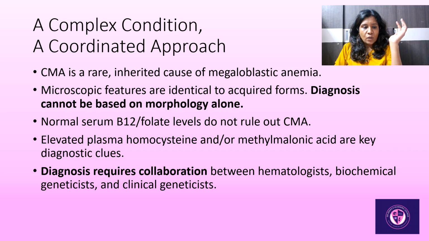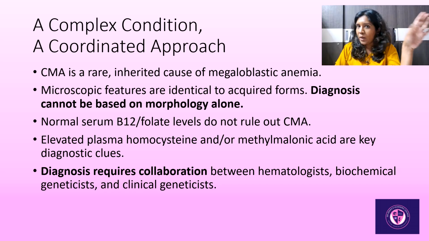Okay. To summarize, the key part of this presentation is that congenital megaloblastic anemia is rare, but you need to think about it in case of unresponsive patients. Firstly, the microscopic findings in the blood and the bone marrow are a huge clue, definitely, but they are not specific. You cannot tell the difference between a congenital and an acquired megaloblastic anemia by looking at the bone marrow or the smear. It's not possible.